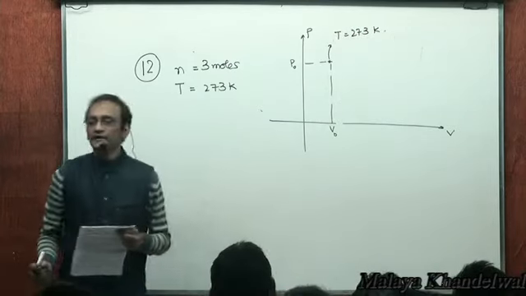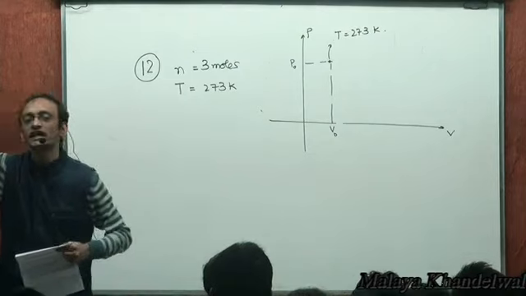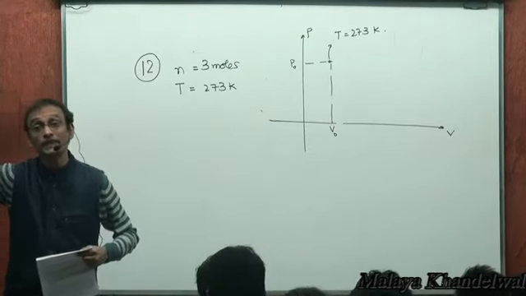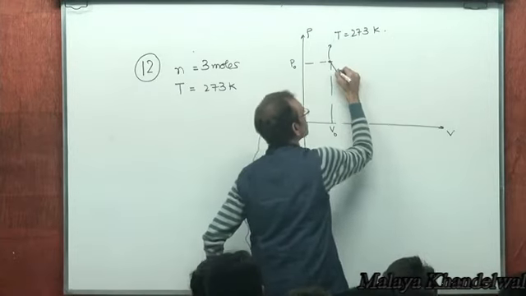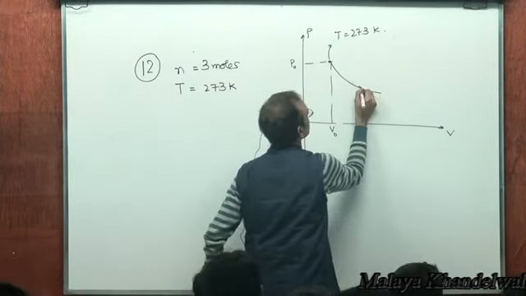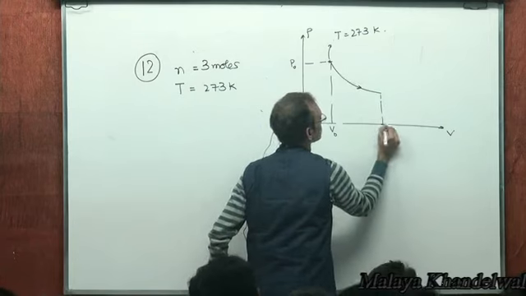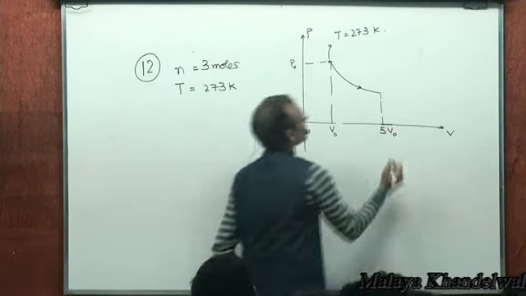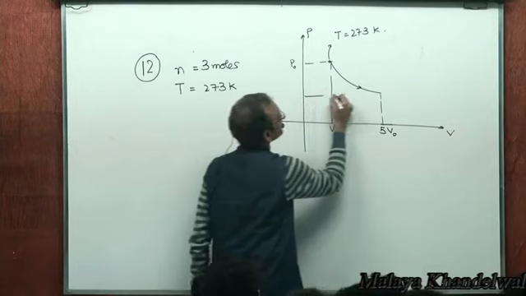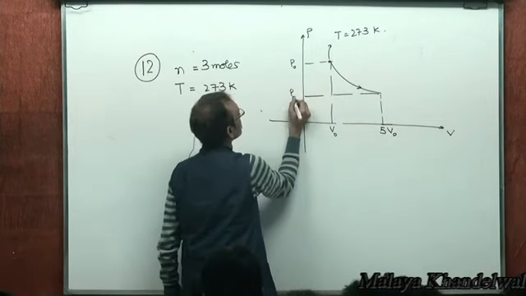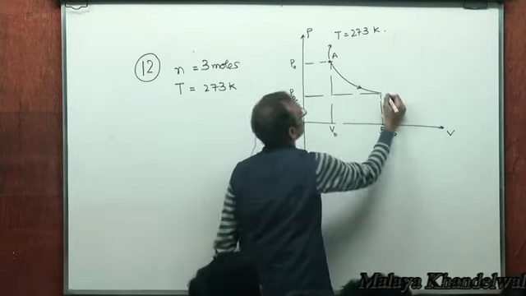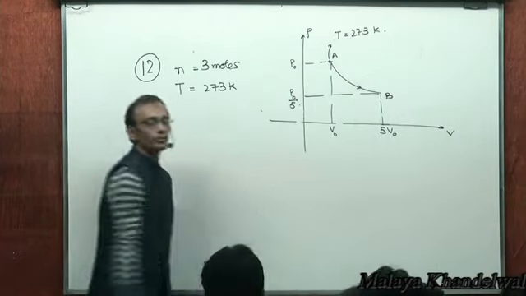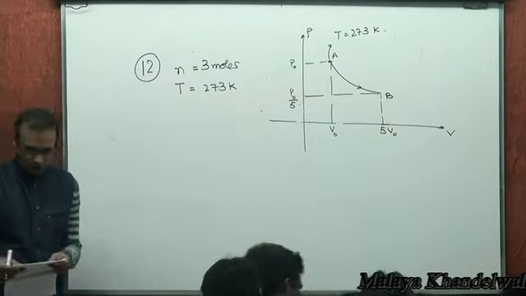And the gas undergoes an isothermal change so that the volume becomes 5 times. So pressure will become 1/5. Volume becomes 5 V naught, pressure would become 1/5. That's an isothermal change, A to B. Temperature remains the same from A to B all along.